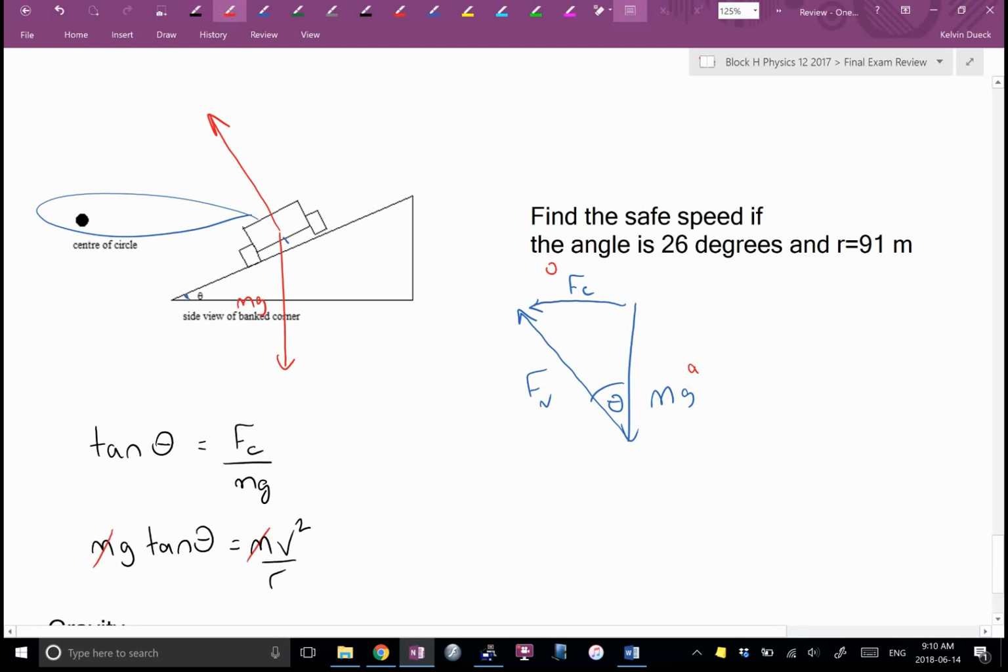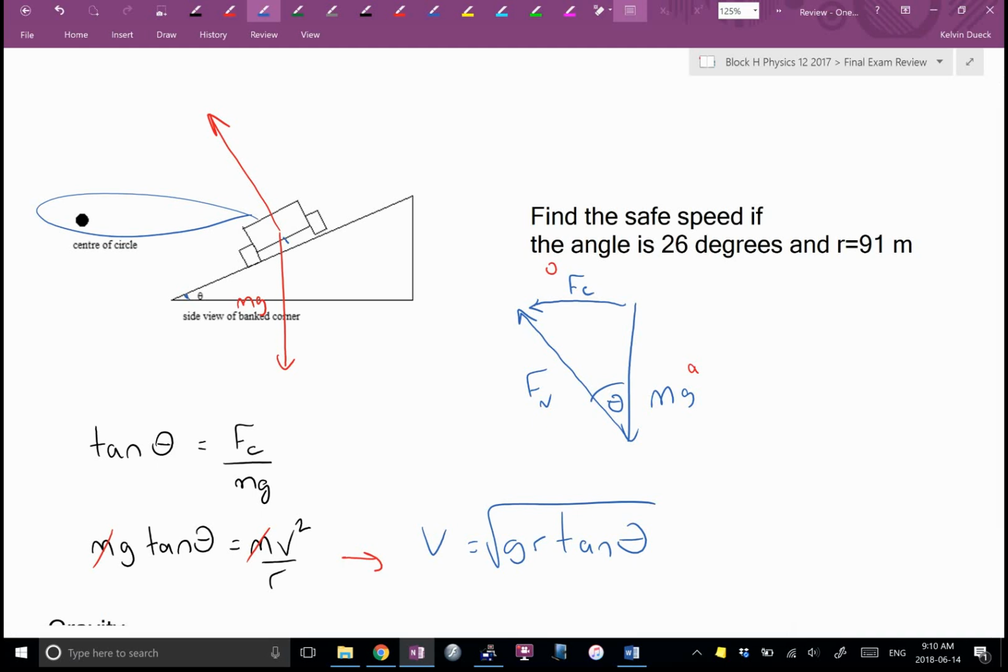Could you get the V by itself? Do you notice once again we're going to get a square root of GR and other stuff, but I'm on the right track. So if I crunch this, I'm going to get V equals the square root of GR tan theta. And you'll notice no mu. I'm able to do this without friction, which really means friction can be 0.